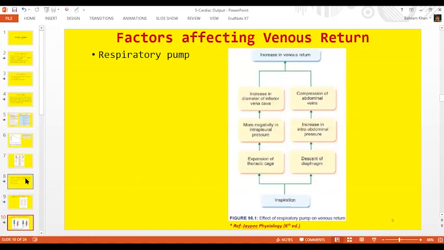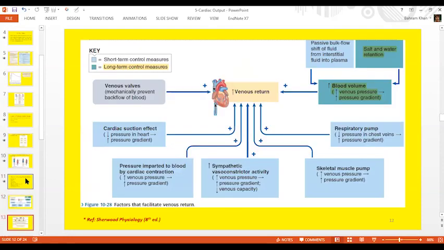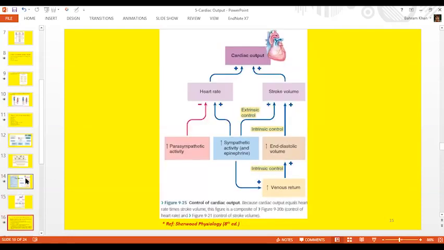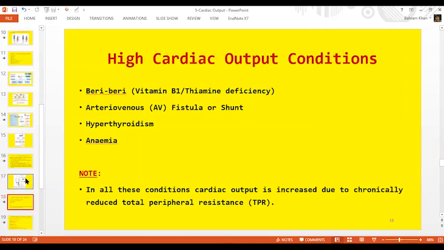The normal cardiac output is around 5 liters per minute, right? So if the cardiac output is abnormally increased beyond 5 liters per minute, this will cause an abnormal condition of the heart, and such a heart will be labeled as a hypereffective heart. So what happens in a hypereffective heart? The cardiac output is abnormally increased.